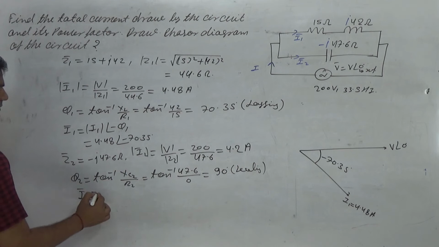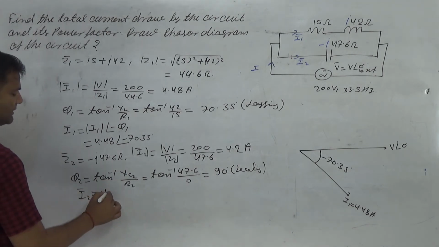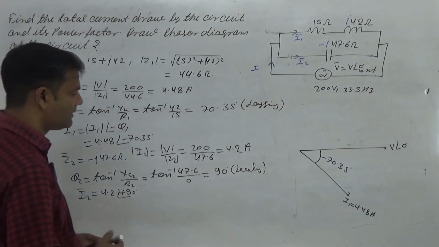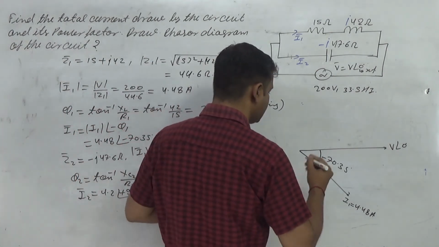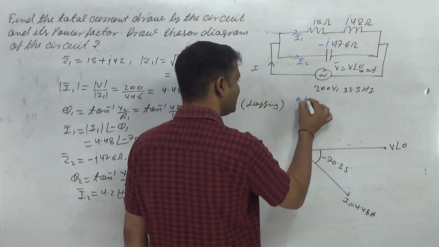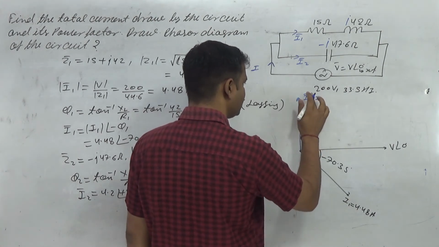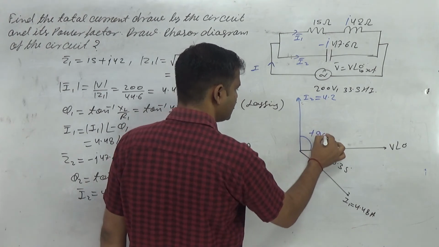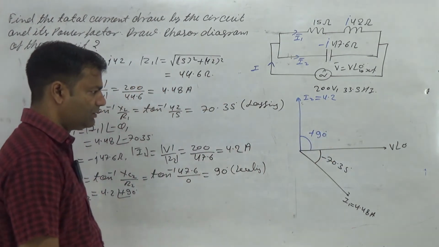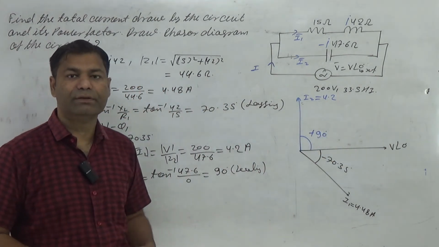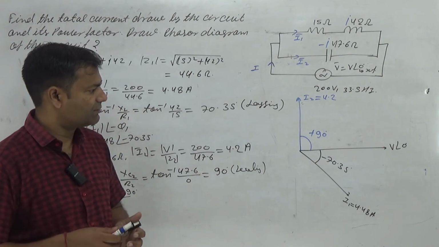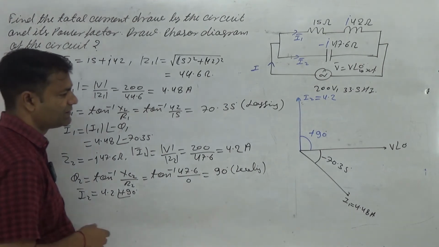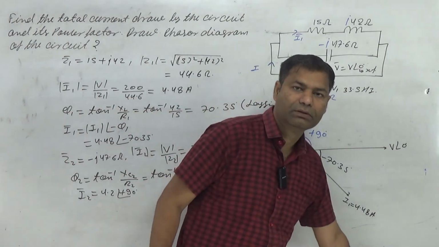So what about I2? I2 is written as 4.2 at the angle plus 90 degree. So I2 looks like this one: in magnitude 4.2, and the angle is 90 degree. After that we draw the phasor diagram of the resultant. First of all determine I, then we draw the final phasor diagram of I.